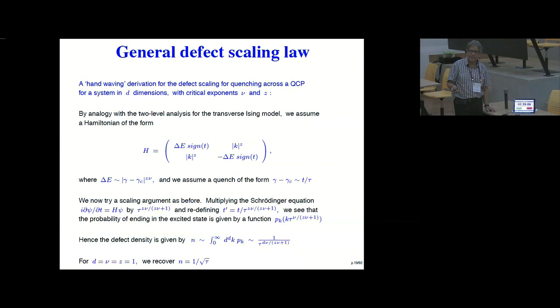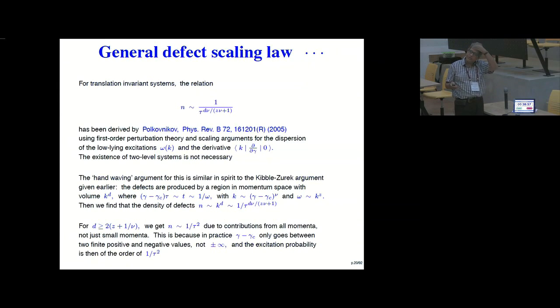Okay. Now this derivation still used two-level systems, but even that's not necessary. There's this argument given by Polkovnikov very early in this game, where if you take a translation invariant system, no disorder, then he derived this result without assuming any two-level system, which is good, because generally the world is not full of two-level systems only. All that he used is first-order perturbation theory. You're varying something in time, so you have to use first-order perturbation theory to calculate the probability of excitations, and some scaling argument for the dispersion of the low-lying excitations as we have done. So k is a good quantum number because it's translation invariant. And then the derivative of this matrix element with respect to this parameter gamma that you're varying. So the existence of a two-level system is not necessary. And then, from this you can show that you can get the Kibble-Zurek law.